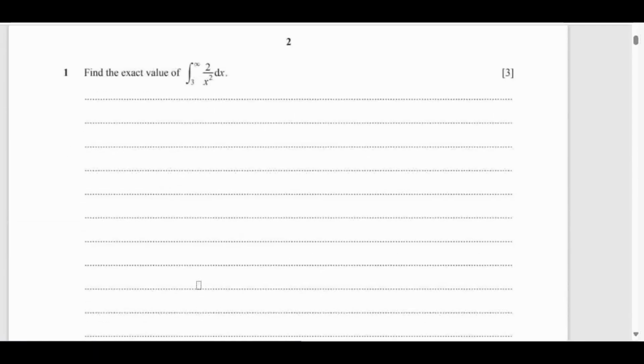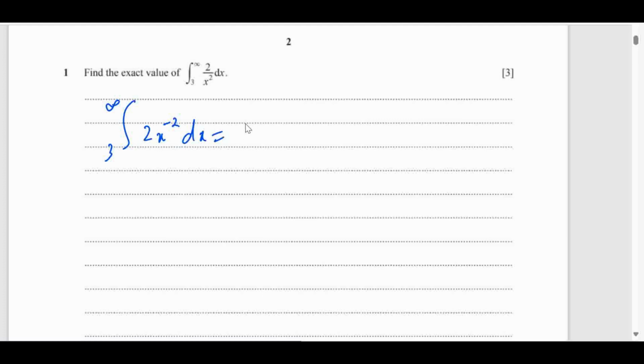Now this one is the first question. Find the exact value of this term. So how can we solve it? We need to follow the basics: the integral from 3 to infinity of 2 into x power minus 2 dx. We can write this just the way I have written it over here.